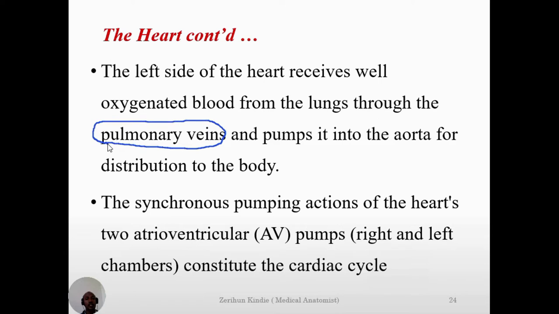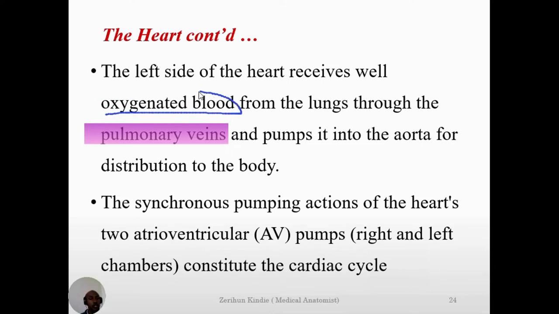Look, in our body, all veins transport deoxygenated blood from the periphery to the heart except the pulmonary vein. It transports oxygenated blood from the lung to the heart. This vein is exceptional. Why exceptional? Because all veins transport deoxygenated blood, but the pulmonary vein transports oxygenated blood. So finally the left side of the heart pumps it into the aorta, the great vessel. This great vessel transports the oxygenated blood and distributes it to the peripheral parts of the body.